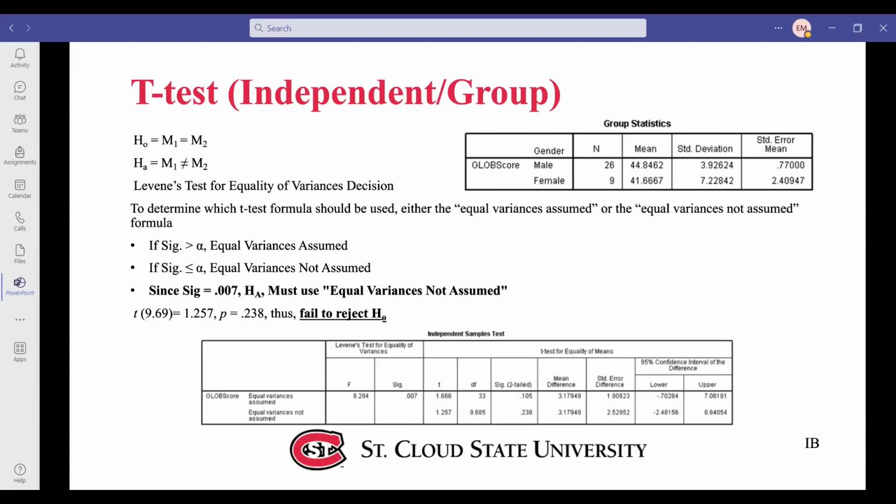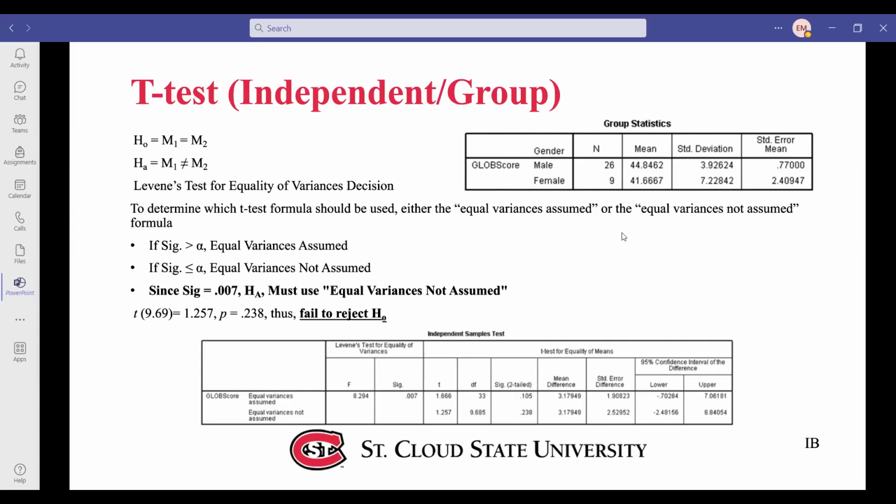Because we are not assuming equal variance, we have to focus on the line that says equal variance not assumed. That's the second line in our table. They're all saying the same thing, just one is saying equal variance assumed, the other is saying equal variance not assumed.